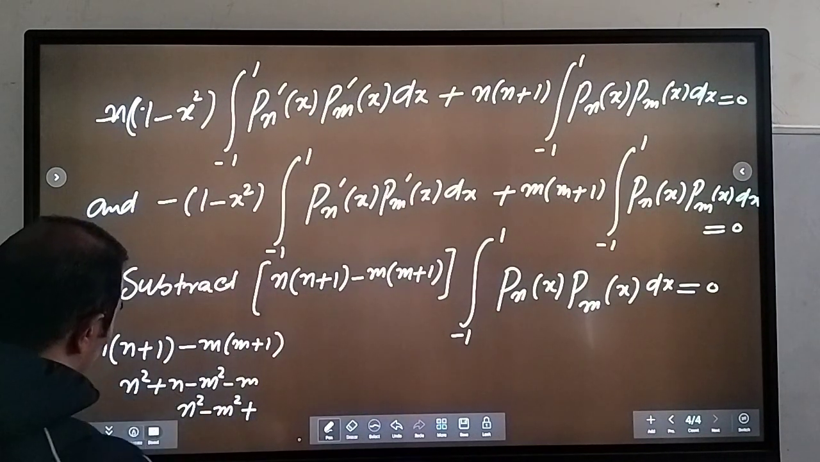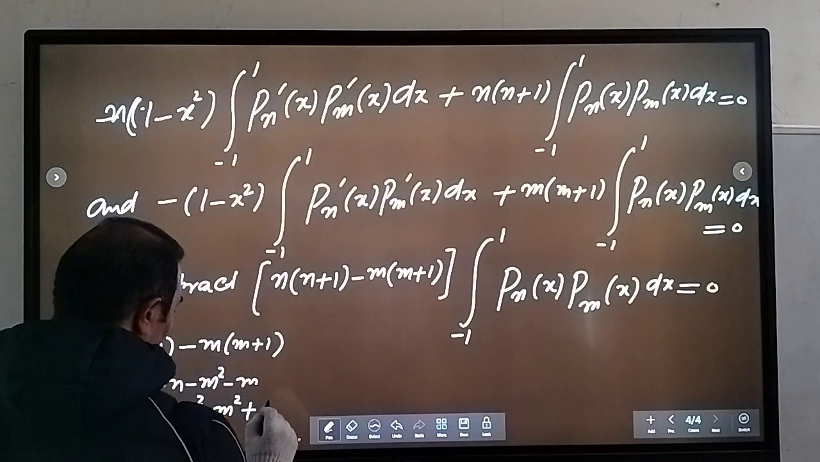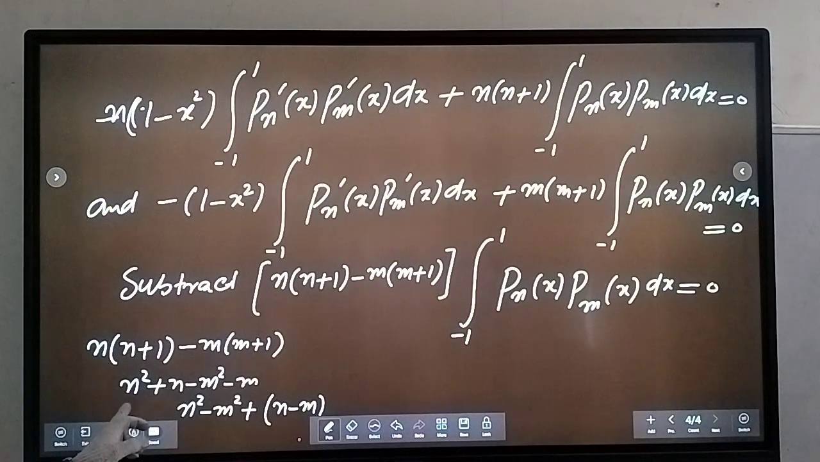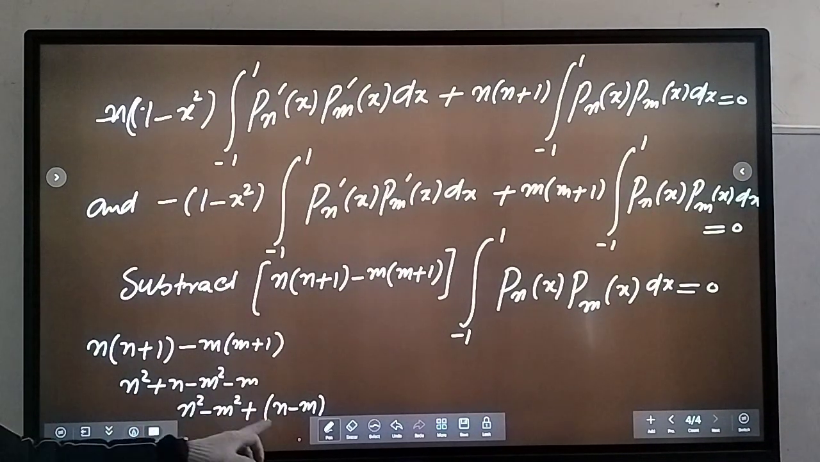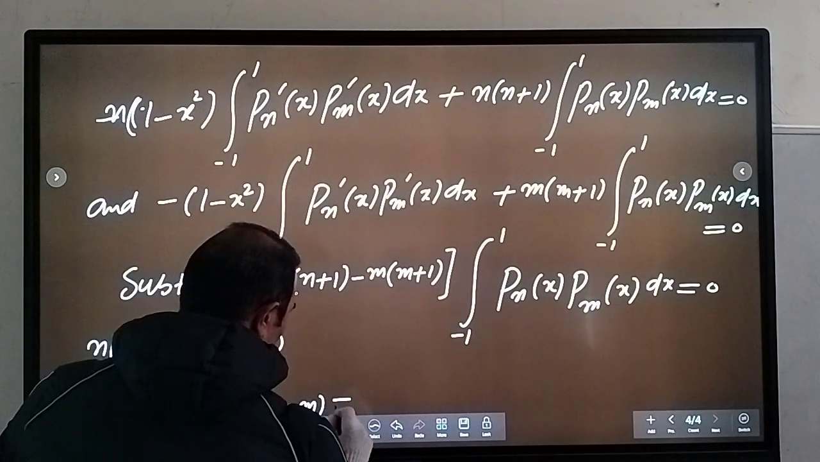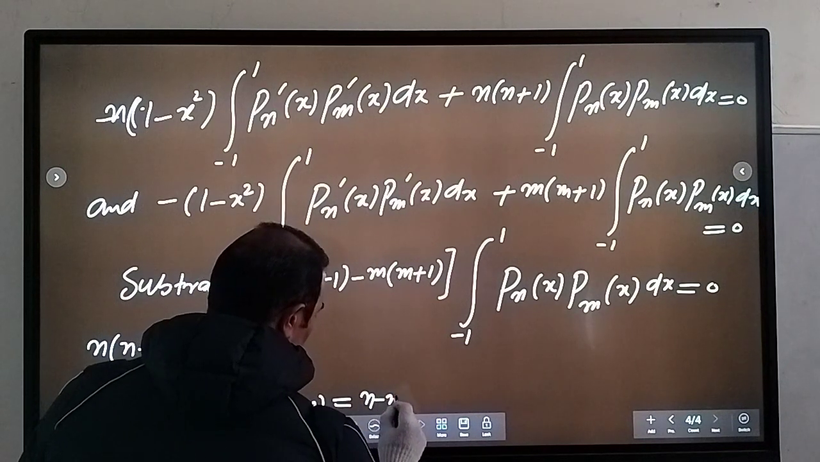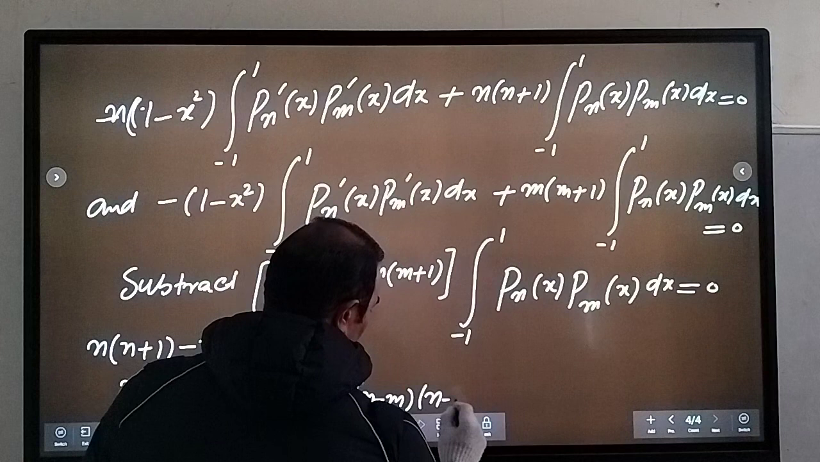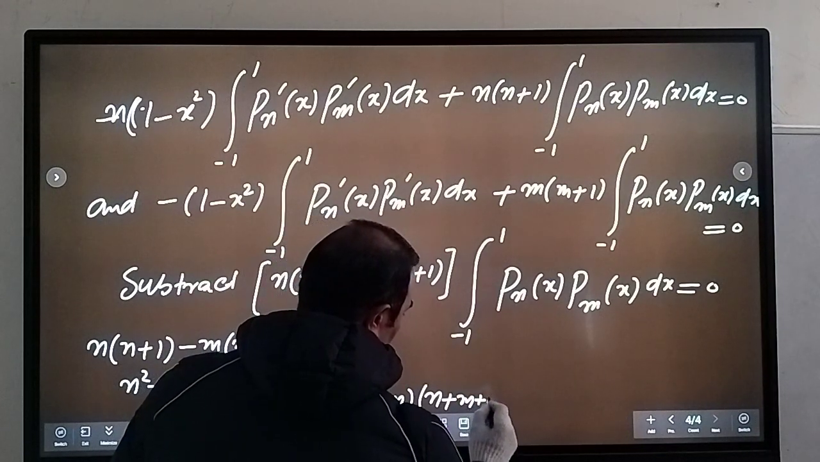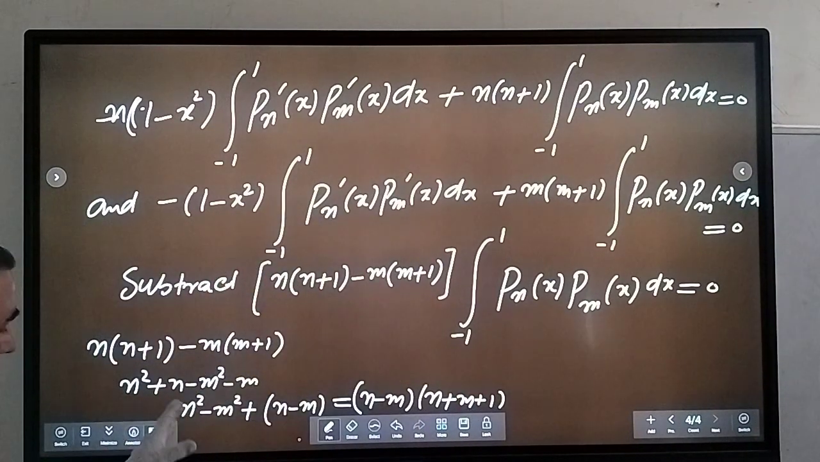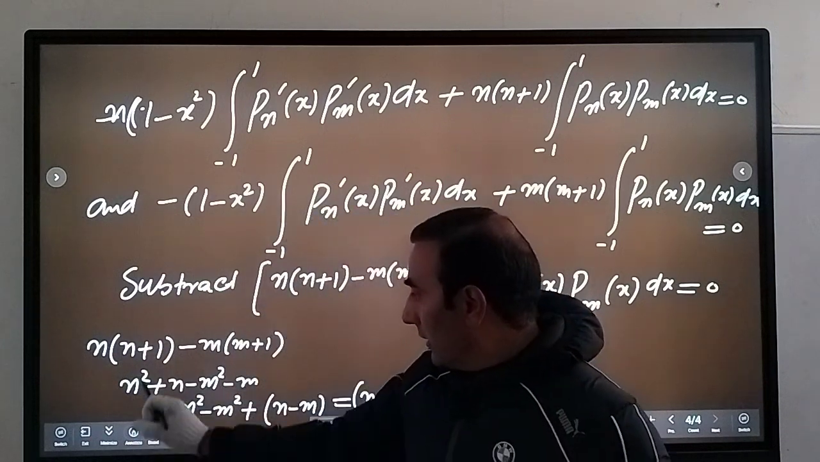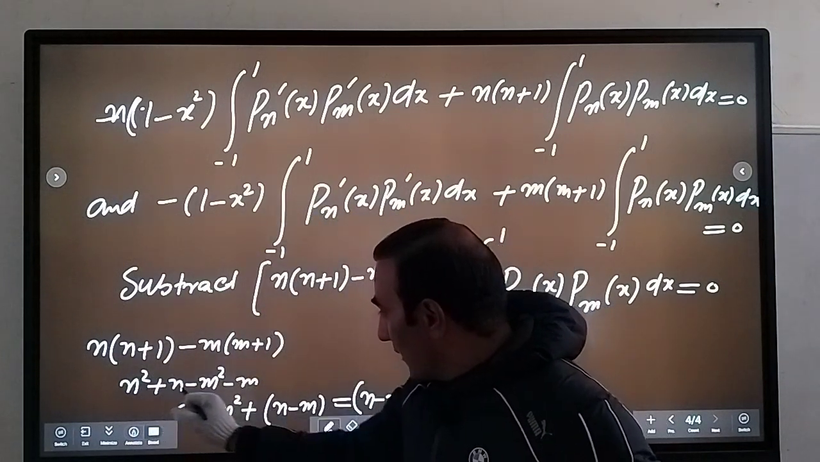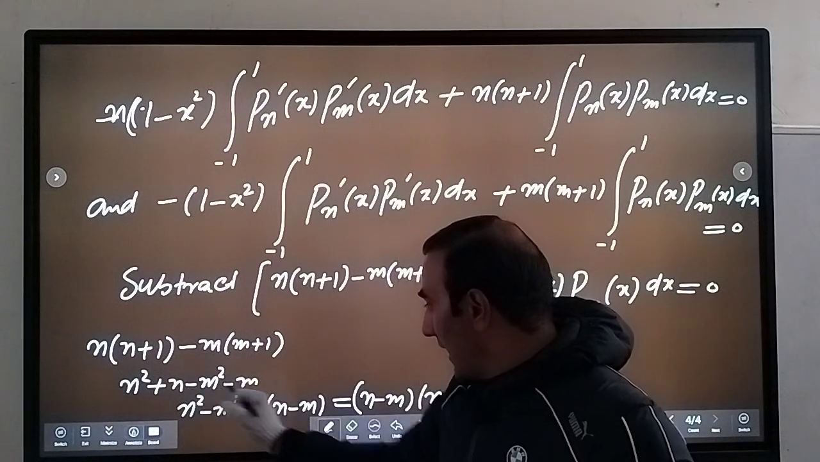Okay. So first is n square minus m square plus n minus m. I can also write this as n minus m taken out, so inside will be n plus m plus... because it's clear. So by writing that, this will be n square plus n minus m square minus m, then n square minus m square plus n minus m.